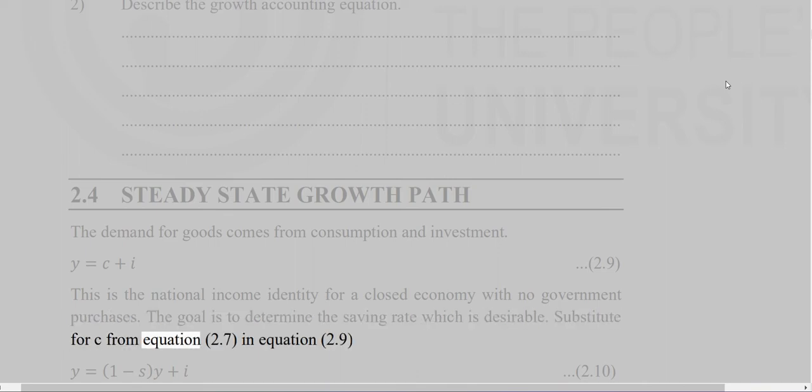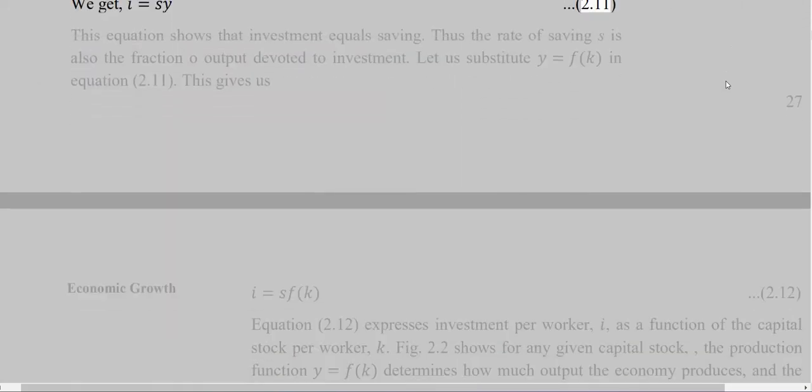Substitute for C from equation 2.7 in equation 2.9: Y = (1 − s)Y + I, equation 2.10. We get I = sY, equation 2.11. This equation shows that investment equals saving. Thus, the rate of saving s is also the fraction of output devoted to investment. Let us substitute y = Y/L in equation 2.11.